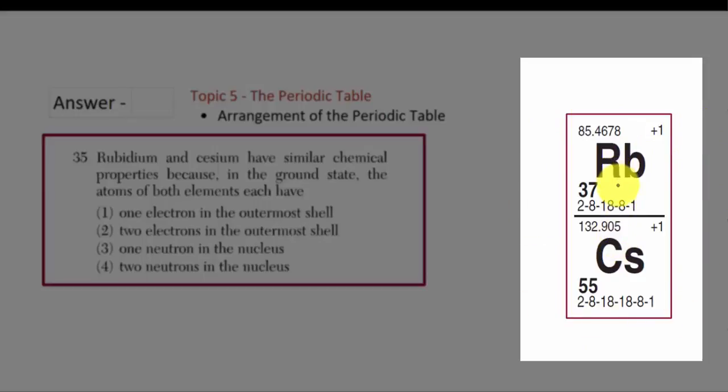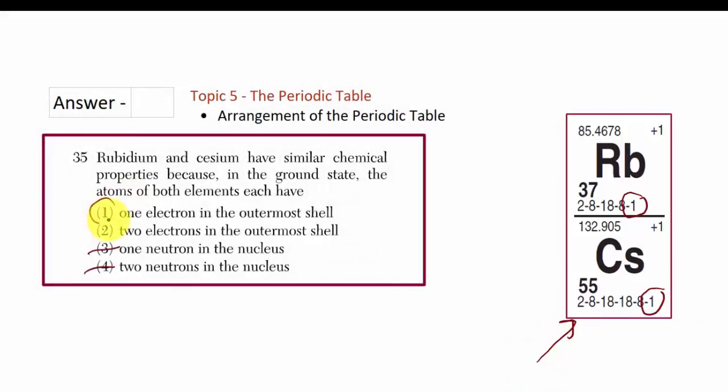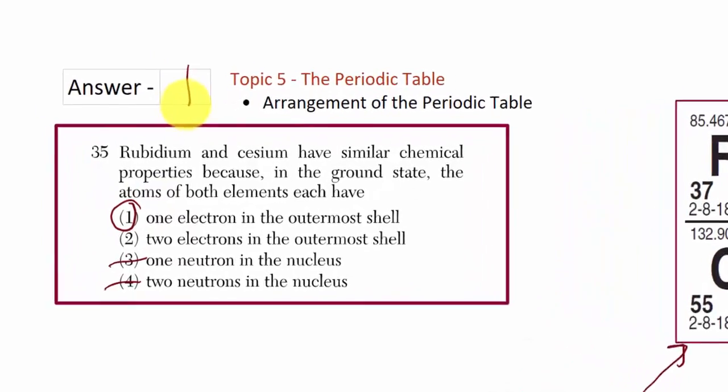They obviously have way more than 1 neutron in their nucleus because they're number 37 and 55. They have at least 37 and 55 neutrons. So answers 3 and 4 are silly. Now, as far as their valence electrons go, the outermost energy level has but 1 electron. And that's recorded right here in the electron configuration of each one. So our correct answer is going to be 1 electron in the outermost shell, answer number 1.